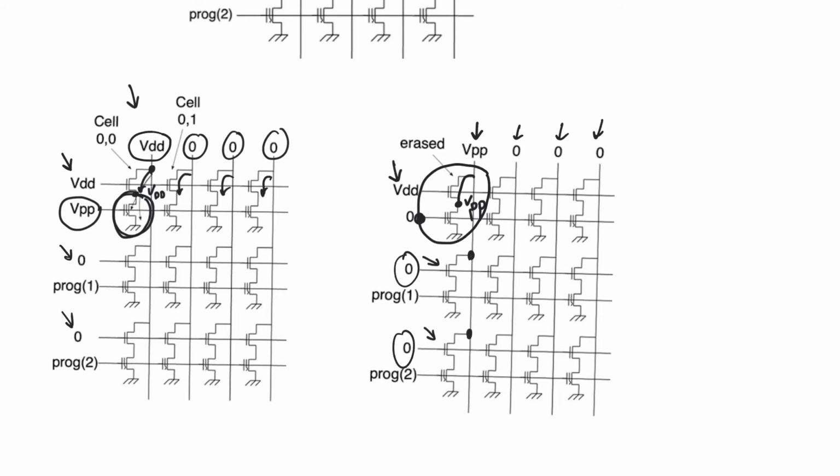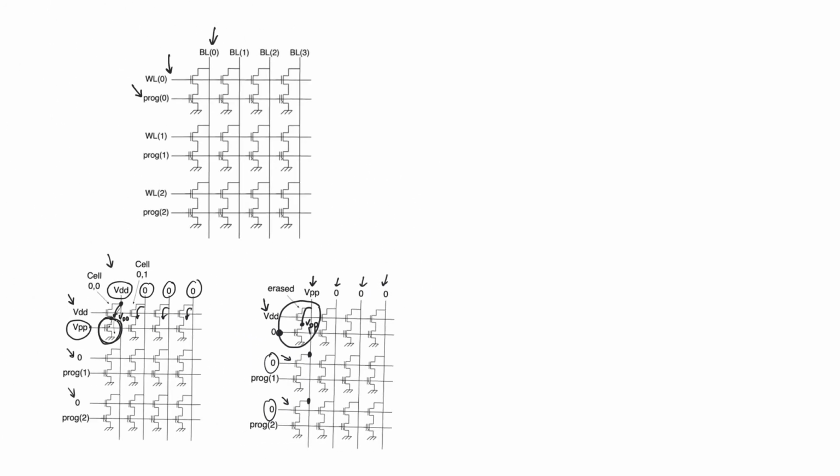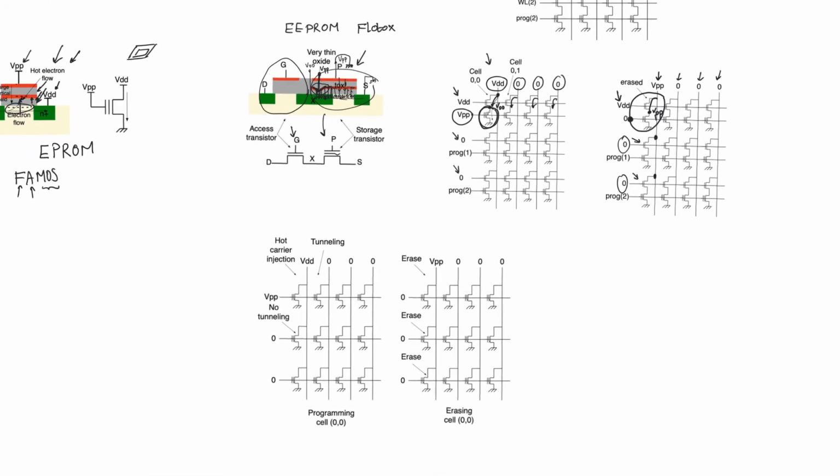So this array, the EPROM array, double EPROM array, is really good because it uses hot carrier injection for programming, tunneling for erasure, which are both gentle on the oxide and thus allow high write cycles. But it has a problem, which is that it contains 2 transistors per cell. And the reason it has to have 2 transistors per cell actually has to do with erasure.